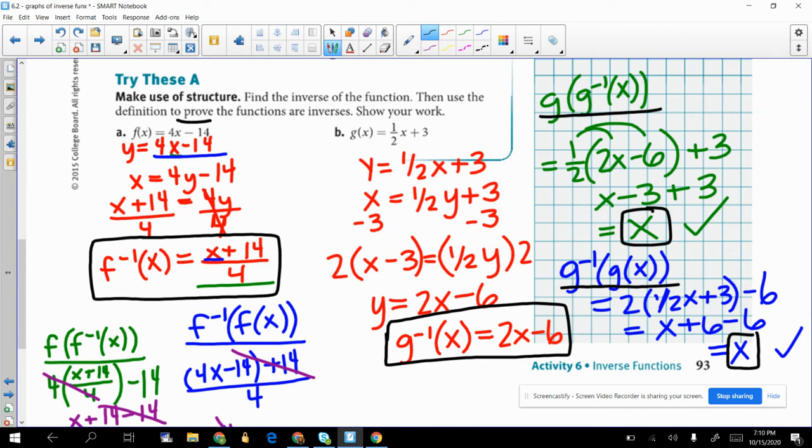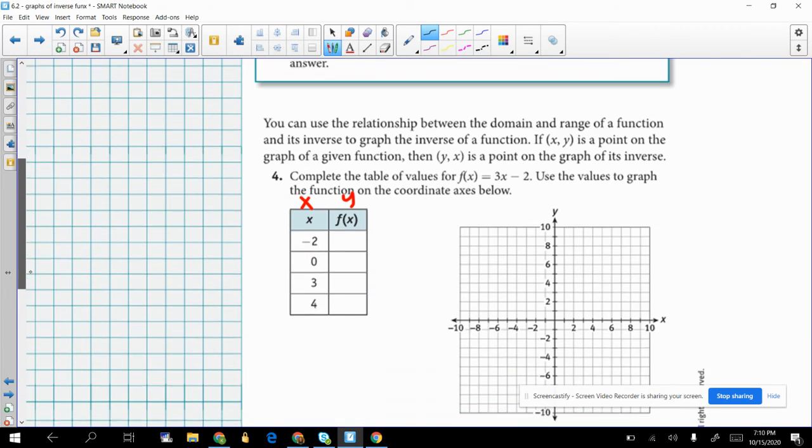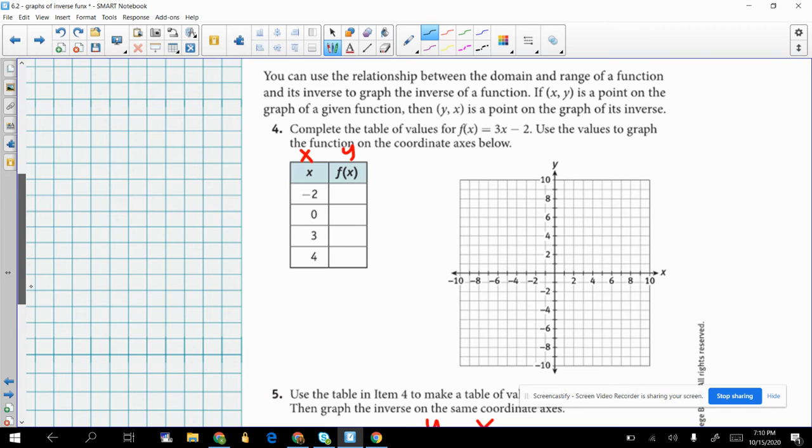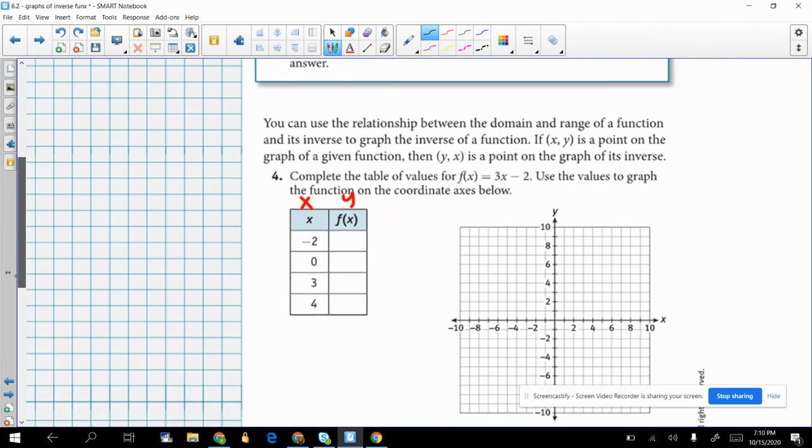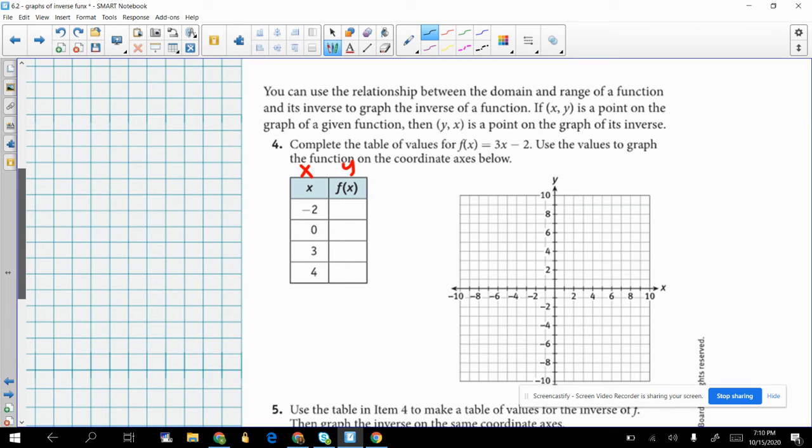All right. Cool. Let's go ahead and move on to the graphing. So we're going to skip that check your understanding, and then we're on page 94 now. It says you can use the relationship between the domain and range of a function and its inverse to graph the inverse of a function. If xy is a point on the graph of a given function, then yx is a point on the graph of its inverse. And that makes sense. When we're talking about inverse functions, basically your ordered pairs just flip-flop. So they go from xy to yx in the inverse. And your domain and range also flip-flop, which we'll talk about.